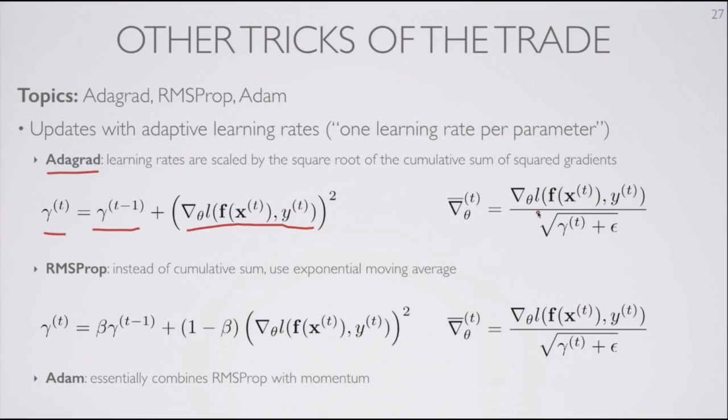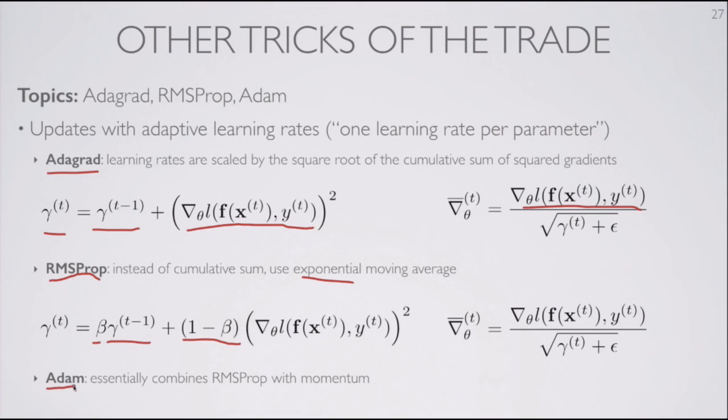And then for my descent direction, I take the gradient and I do an element-wise division by the square root of this cumulative sum of squared gradients. There's also RMSprop, which is essentially like AdaGrad, but instead of doing a cumulative sum, we're going to do an exponential moving average. So we take the previous value times some factor plus 1 minus this factor times the current squared gradient. So that's RMSprop.